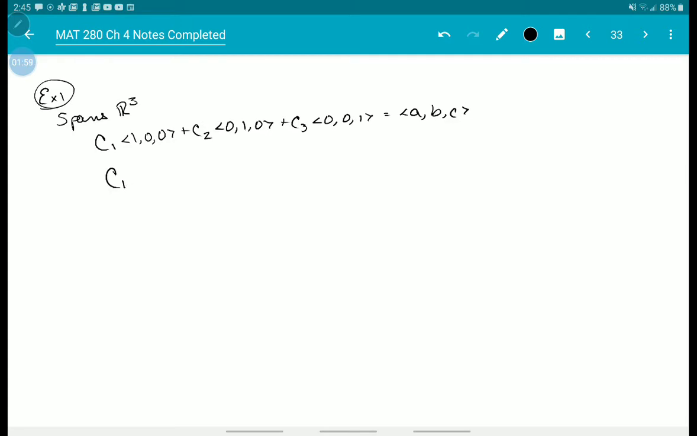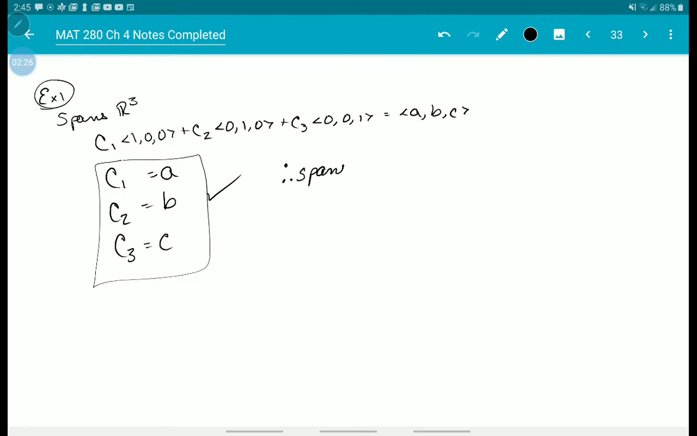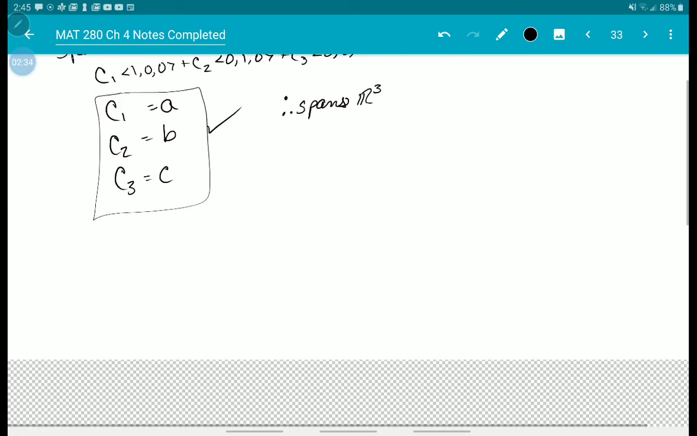So we have c1 plus 0 c2 plus 0 c3 is equal to a, 0 c1 plus c2 plus 0 c3 is equal to b, and then 0 c1 plus 0 c2 plus c3 is equal to c. There's only one solution to this system, and that's if c1 is a, c2 is b, and c3 is c. So this definitely spans R3. That means any vector in R3 can be written as a linear combination of those three vectors from R3.